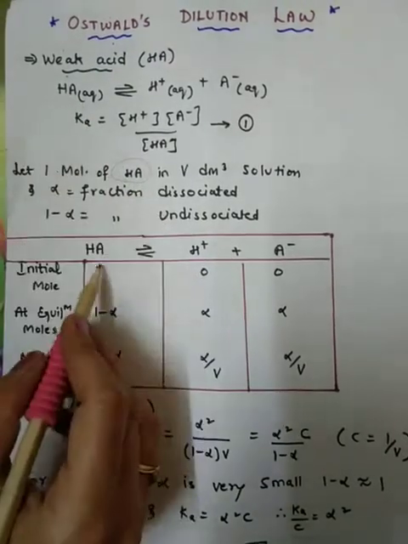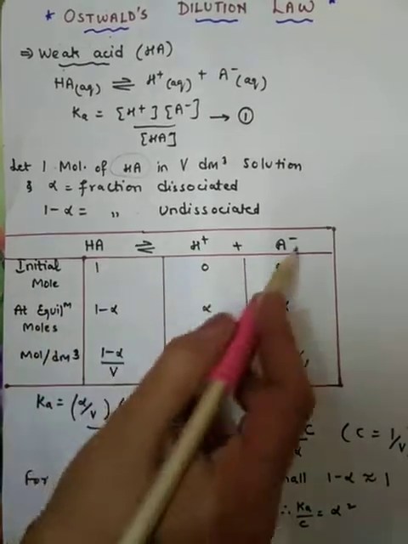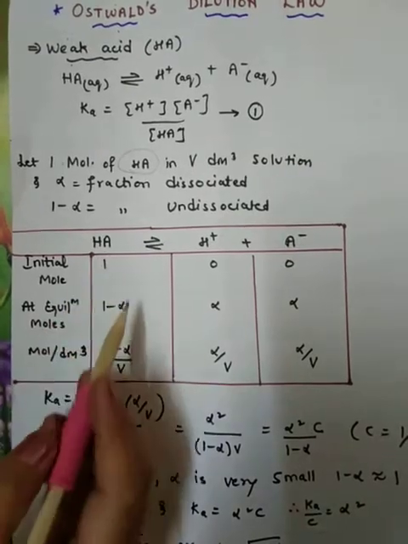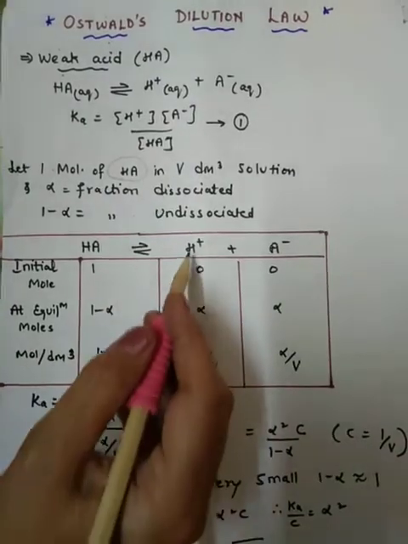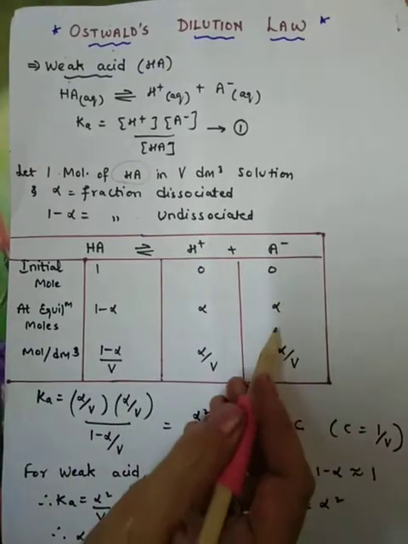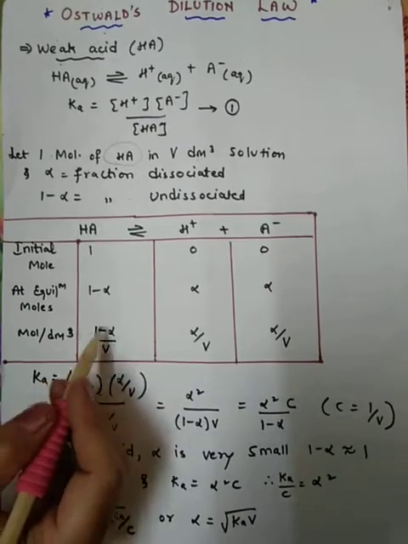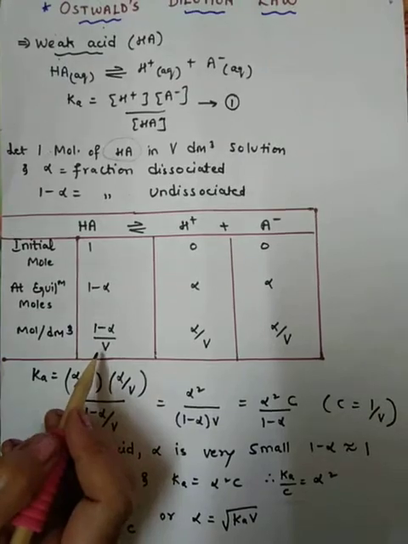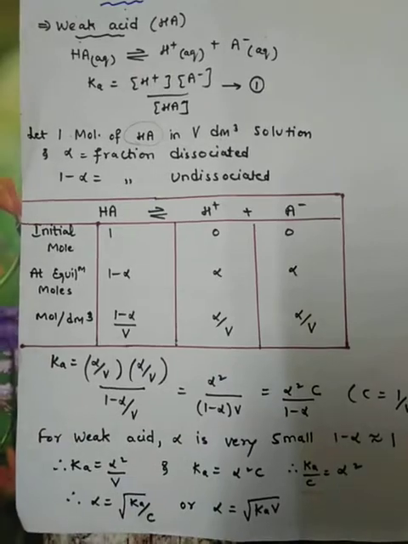I am writing this equation again. So initially the moles present was 1 mole and the products formed were 0. Now at equilibrium, the moles left from HA will be 1 minus alpha, because alpha is that fraction which dissociated, and H+ will be alpha, and A- is also alpha. An equal amount of this will be formed. Now we know moles per dm cube, which is also called concentration, is given by 1 minus alpha divided by the volume of the container or the total volume of the solution. So all these we divide by V.